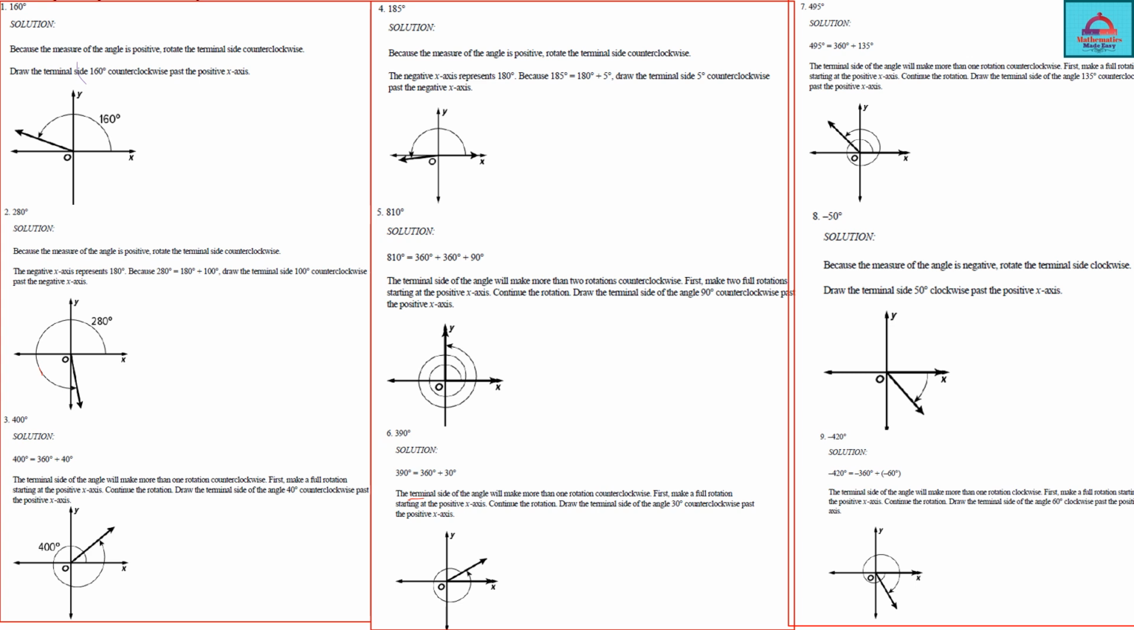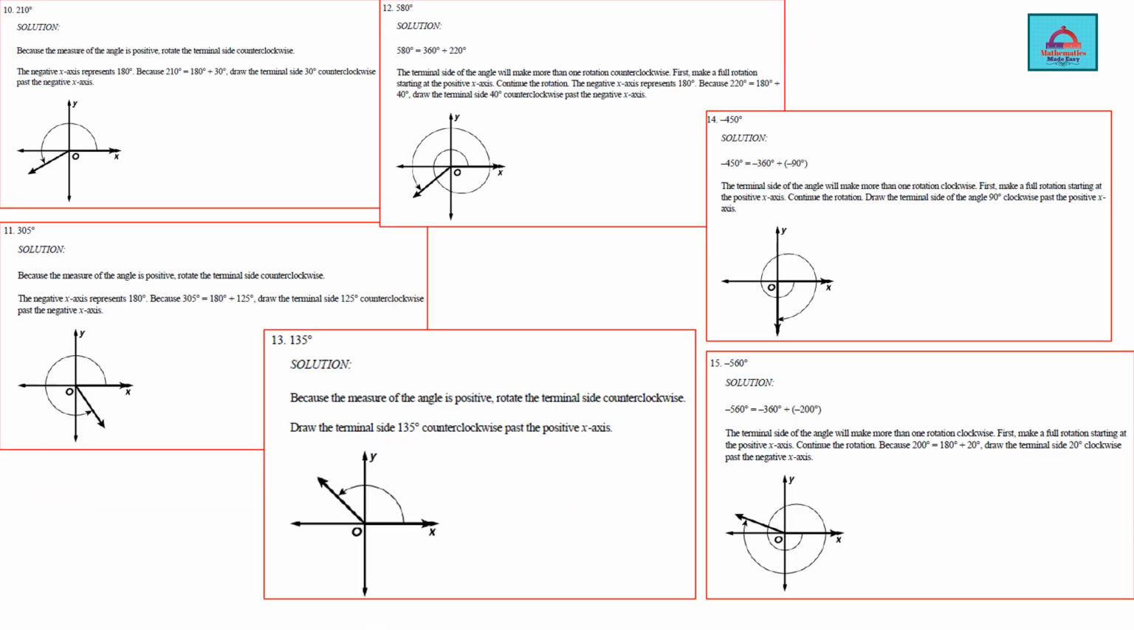Then minus 420 again has a negative sign, so it is going to be in the clockwise direction, and the terminal side of the angle will make more than one rotation clockwise. First you make a full rotation, that is minus 360°, and then you make minus 60° more in the clockwise direction. That's your angle minus 420. In a similar way, like the previous questions, you have to draw the angles for question 10, 11, 12, 13, 14 and 15. I have provided here the detailed solution so you can check your answers and draw the angles.